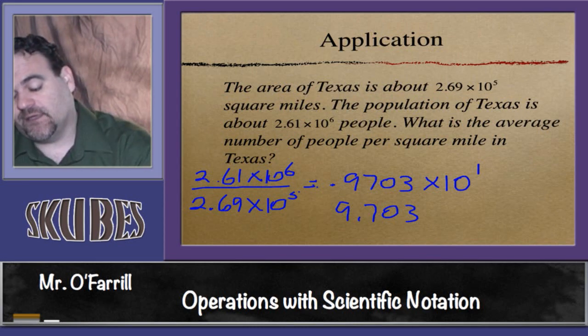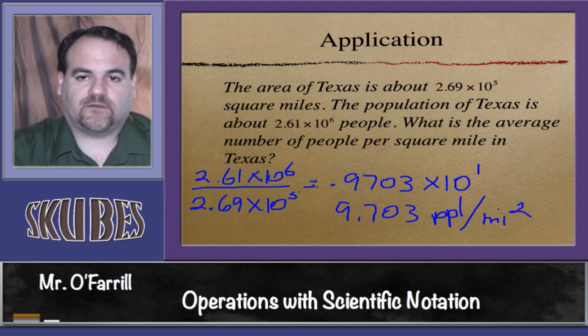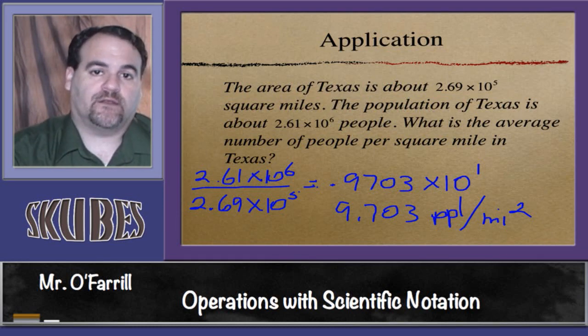It's 9.703 people per square mile in the state of Texas. And that is how we do operations using scientific notation.